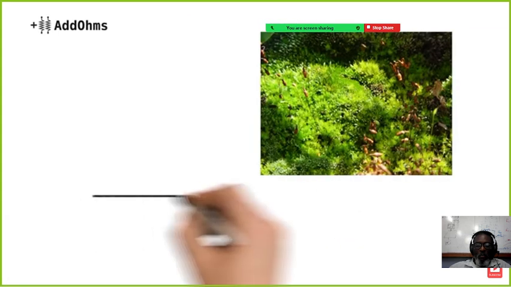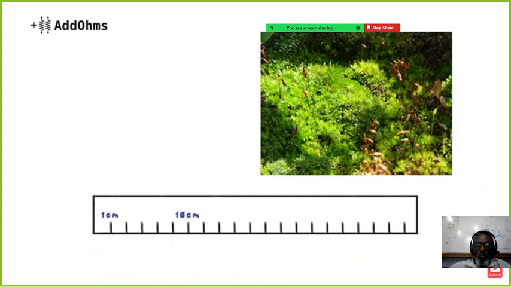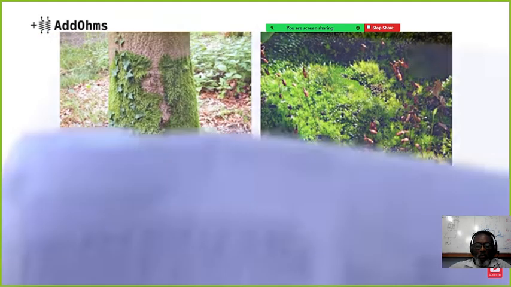Moss is a flowerless plant that typically grows 1 to 10 centimeters. Some mosses grow up to 50 centimeters and can be commonly found on trees.